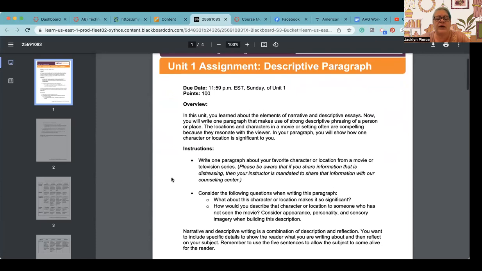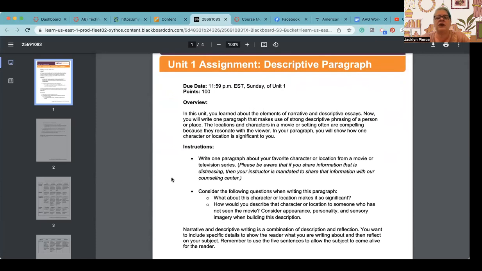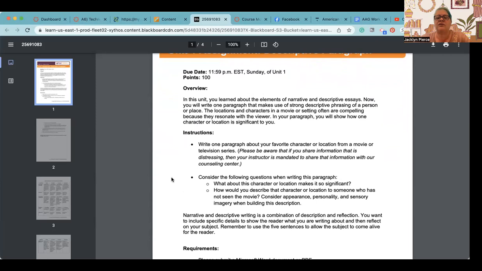It is worth 100 points. Your overview. In this unit, you learned about the elements of narrative and descriptive essays. Now you will write one paragraph that makes use of strong descriptive phrasing of a person or a place. The locations and characters in a movie or setting often are compelling because they resonate with the viewer. In the paragraph, you will show how one character or location is significant to you.